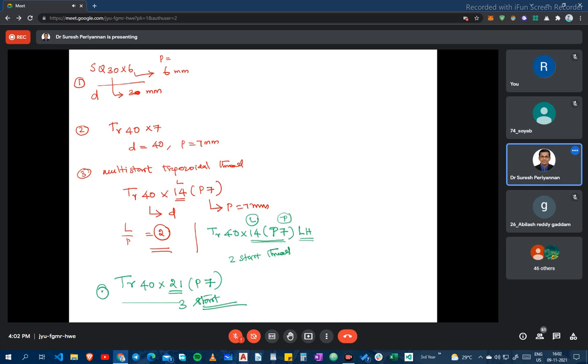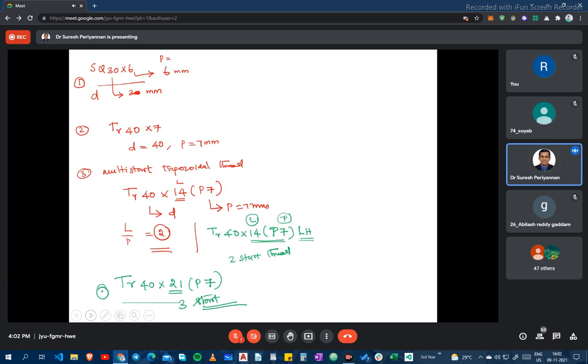Now, there are disadvantages in using a multi-start thread. The efficiency of a multi-start thread is more than that of a single start thread, but the self-locking property we cannot obtain from a multi-start thread. Hence, we mostly use multi-start threads in high-speed actuators and sluice valves. In some kinds of valves and high-speed actuators, we use the multi-start thread.